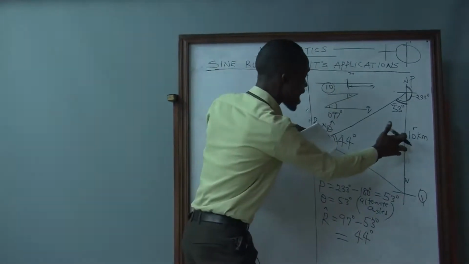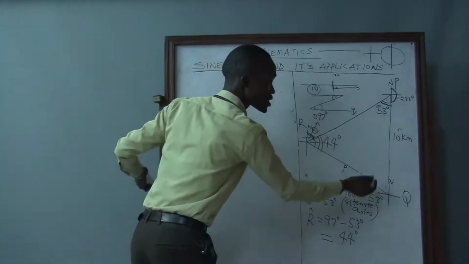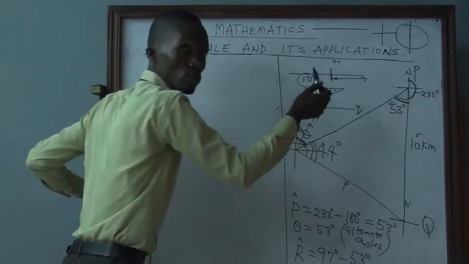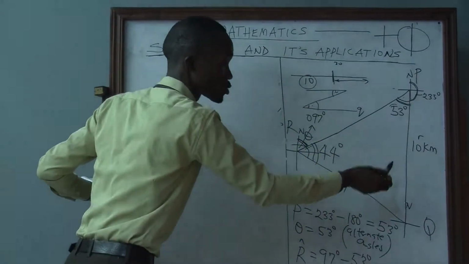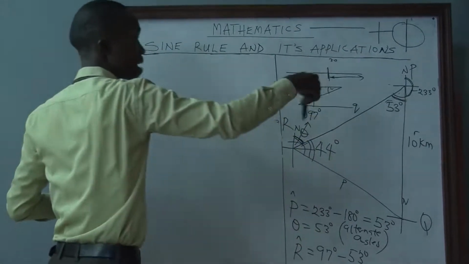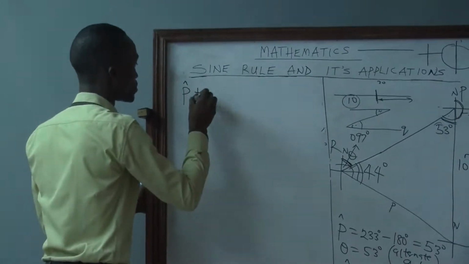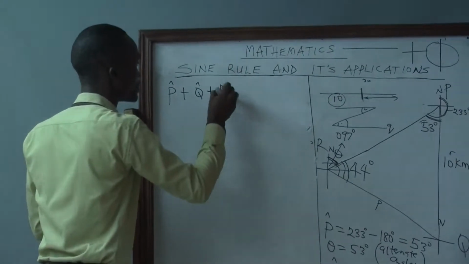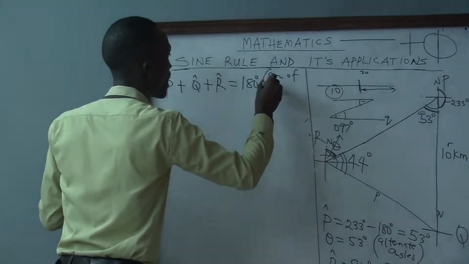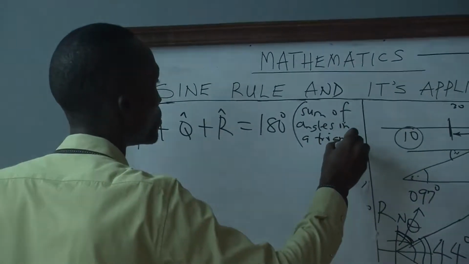So which means we combine this one that is complete with this one that we are looking for. But there's something we need to do here before we go to sine rule. We have this angle, we have this angle, and we want to get this. So we need to calculate this angle Q, and that will be done by using the sum of angles in a triangle. So we have P plus Q plus R equal 180 degrees. Sum of angles in a triangle.